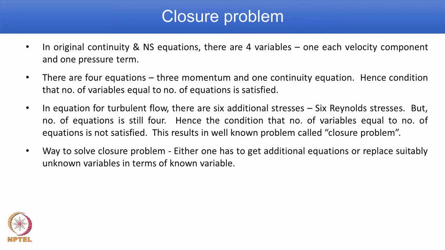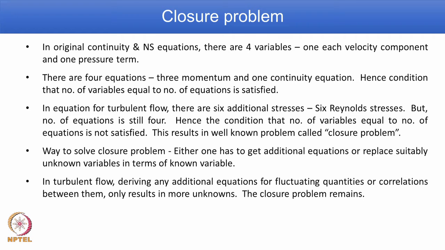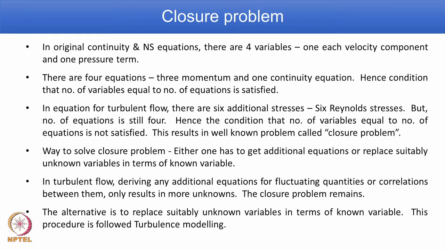There are 2 ways of solving this closure problem. Either in some way you get additional transport equations or PDEs, or you suitably replace the unknown variable in terms of known variables. That is what is known as turbulence modeling. In turbulent flow, if you try to derive additional equations, it is possible for each fluctuating quantity separately, also for the stresses, and if you do, you will notice at the end it only results in additional unknowns. Hence the closure problem remains. In the next few slides, I am going to explain how this actually happens. So the alternative is to replace suitably the unknown variables in terms of known variables, and this procedure is what is known as turbulence modeling.